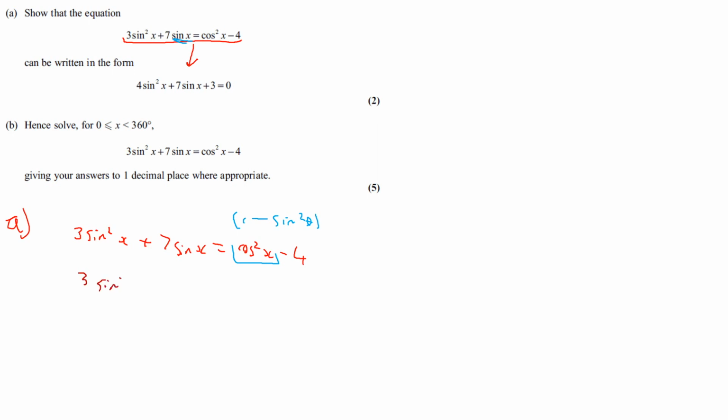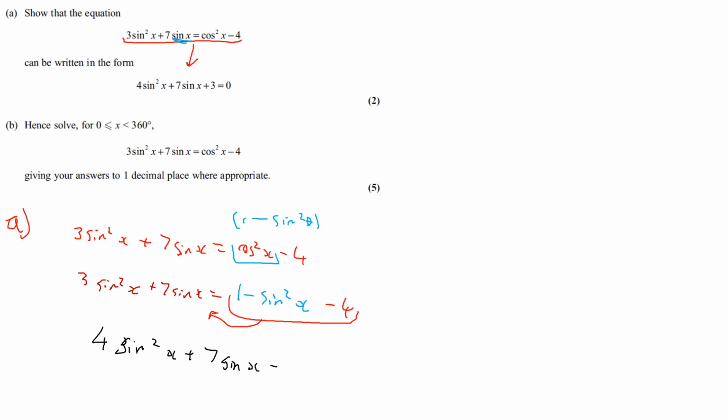Okay, so let's write it all out. 3 sine squared x plus 7 sine x is equal to 1 minus sine squared x minus 4. Now let's put everything onto the other side to make it equal to 0. We should get 4 sine squared x plus 7 sine x plus 3 is equal to 0.